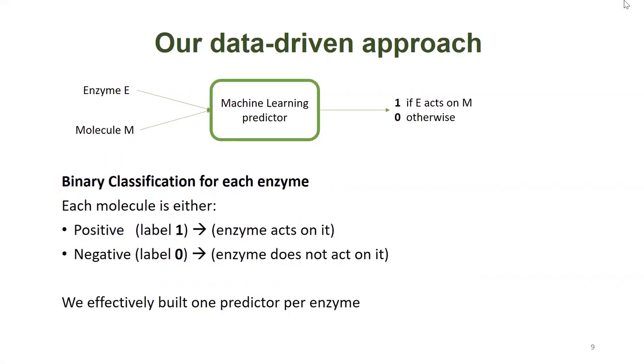In machine learning land, this is simply a binary classification problem, which I mentioned to you earlier. For every molecule and for each enzyme, we want to predict whether the enzyme will act on it. If the enzyme acts on the molecule, that's a positive molecule. If it does not, it is a negative molecule. So with this approach, we effectively built one predictor per enzyme.